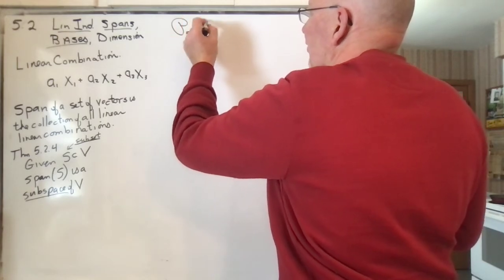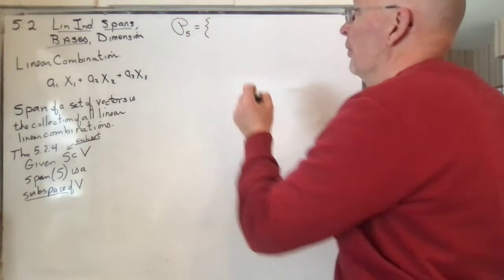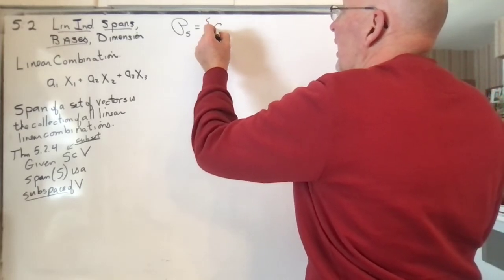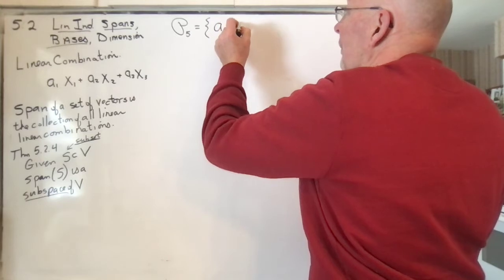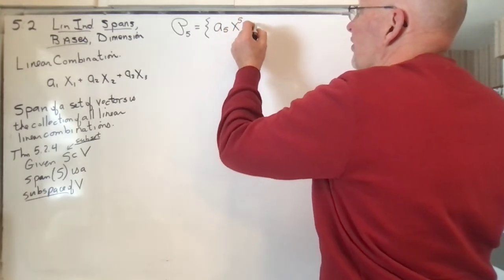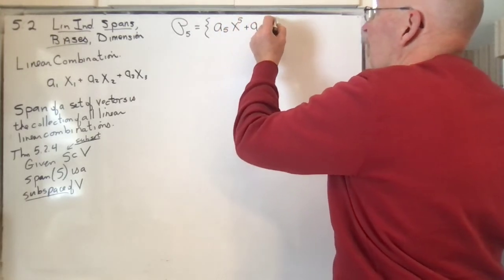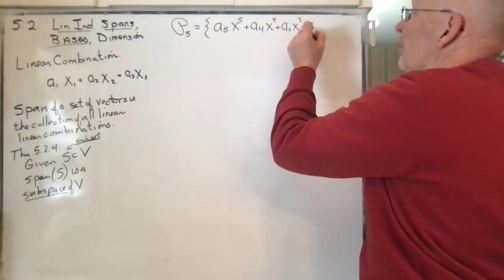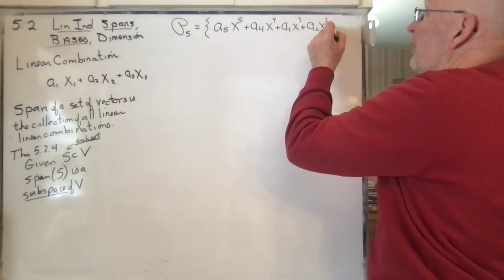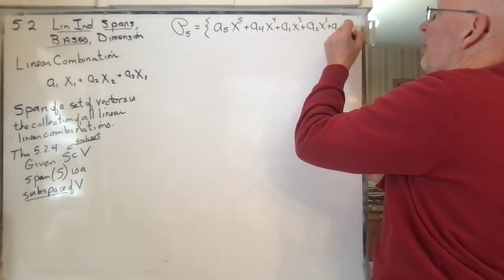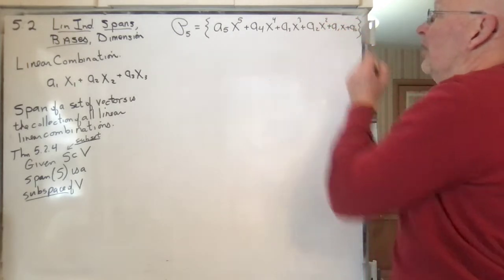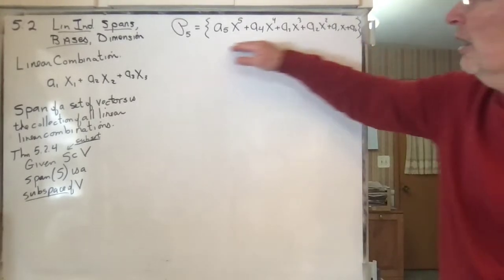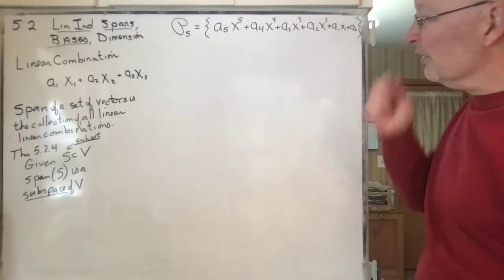Okay, I can't remember the notation, but the 5th degree polynomials are going to be things of the form a5 times x to the fifth plus a4 times x to the fourth power plus a3 times x cubed plus a2 times x squared plus a1x plus a naught. Okay, it's all things like that. Let's let that be our vector space. Do you agree that that's a vector space?